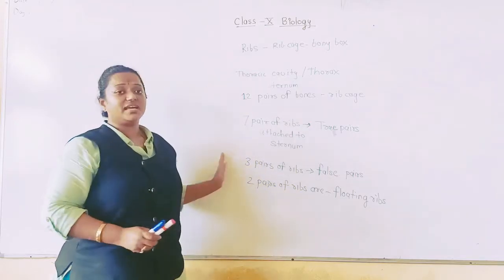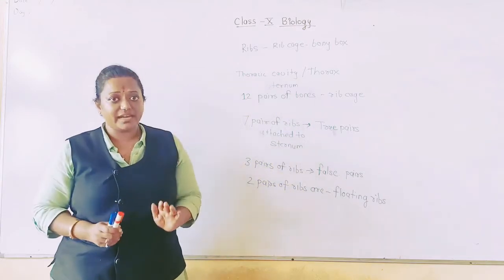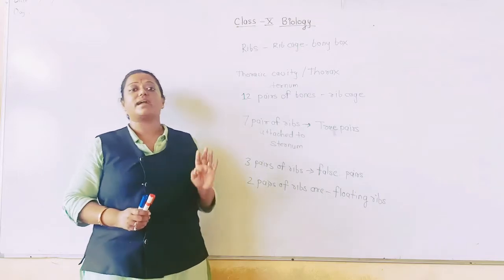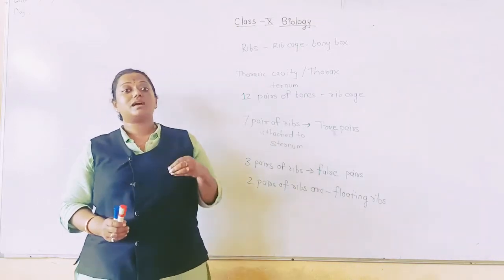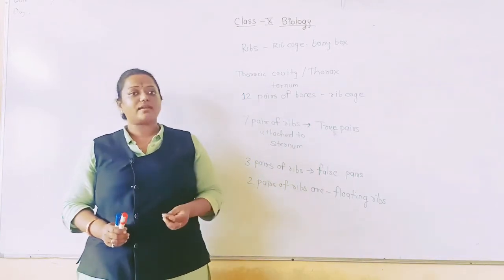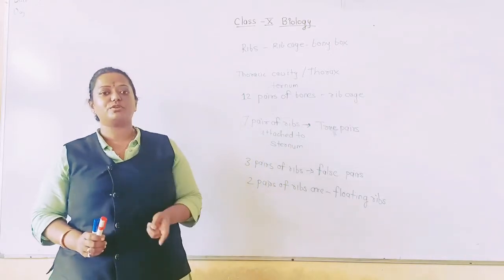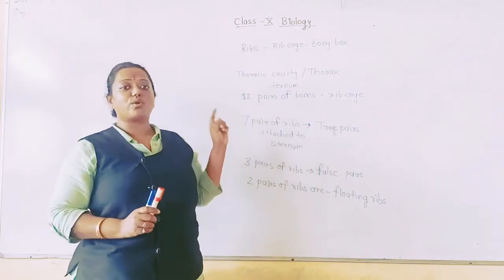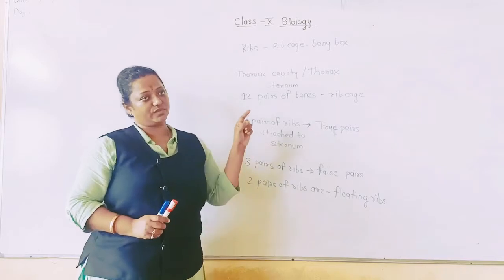Means the rib cage is actually designed for the protection of the internal delicate organs, that is lungs. That I said you just now, lungs are what? Lungs are the primary respiratory organ. Understood? So lungs are also there, and the very important organ which we are going to see very soon, that is heart, is also situated in the thoracic cavity or the thorax, or the chest cavity also we can say.